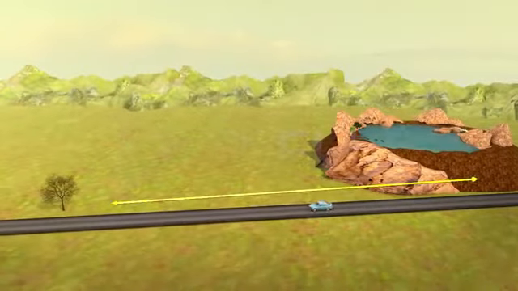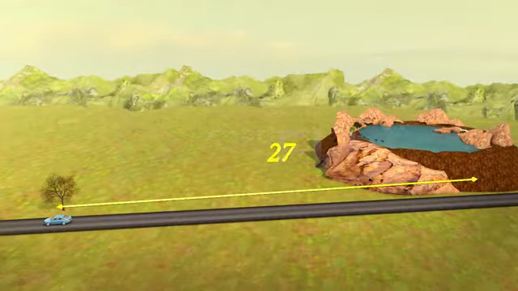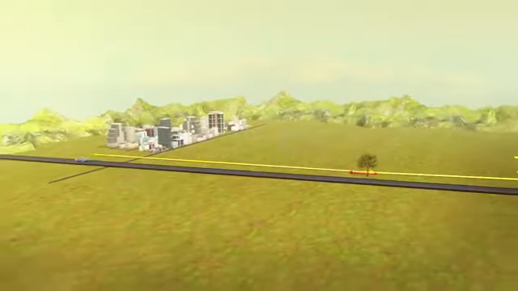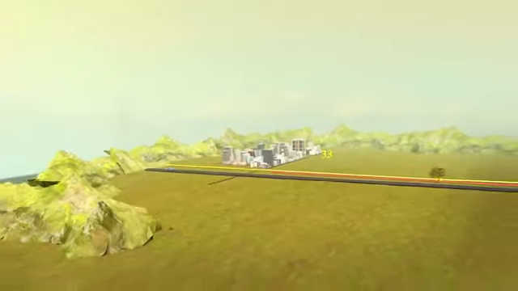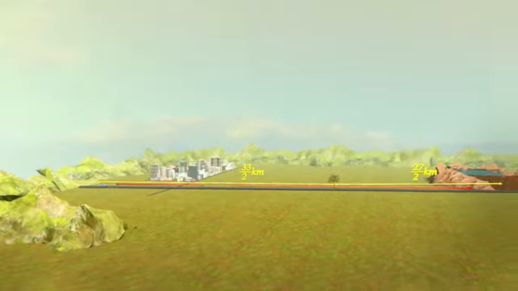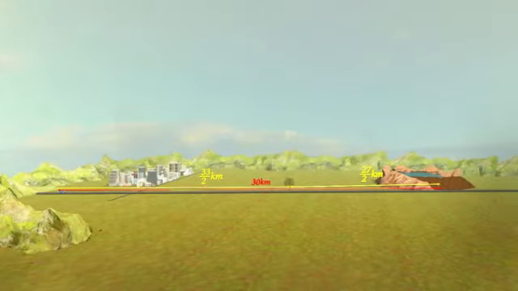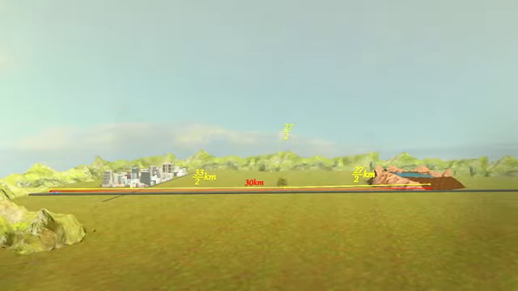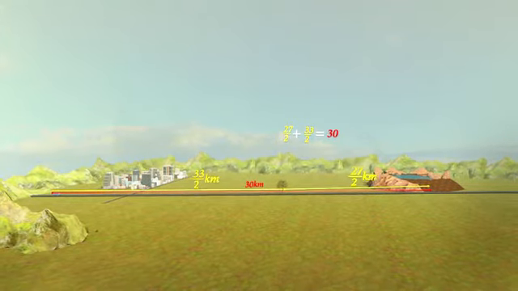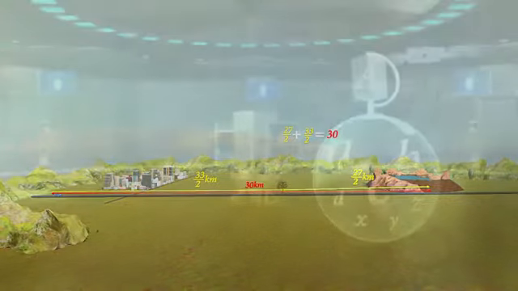The distance between pond and tree is 27 by 2 kilometers, and the distance between tree and hillock is 33 by 2 kilometers. Then, the distance between pond and hillock is 30 kilometers. Here, 27 by 2 and 33 by 2 are two rational numbers, and the total distance 30 is also a rational number. The sum of two rational numbers is a rational number.